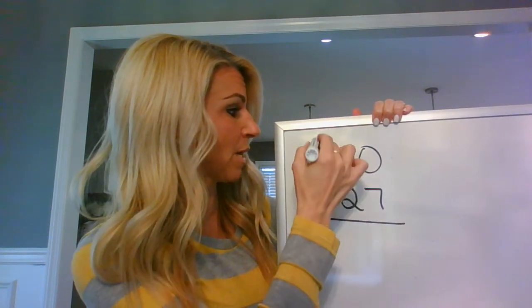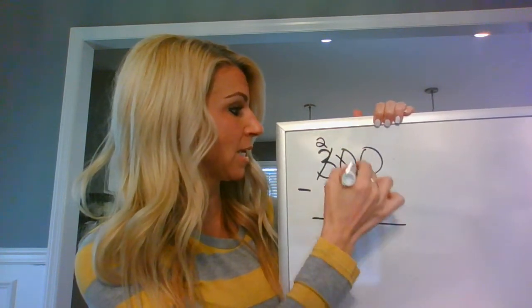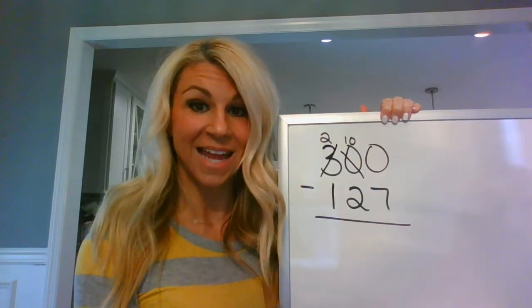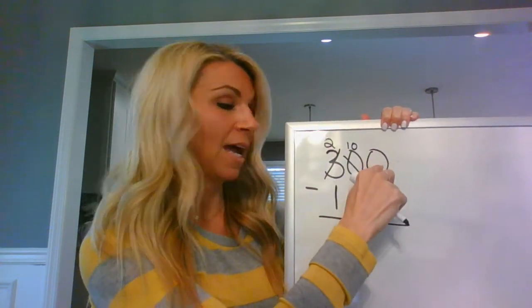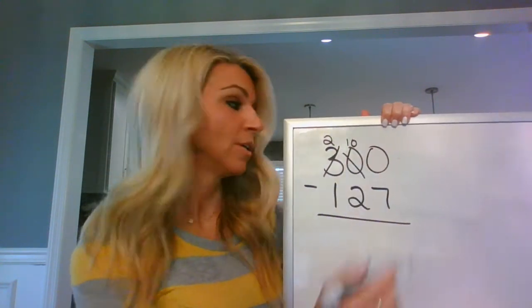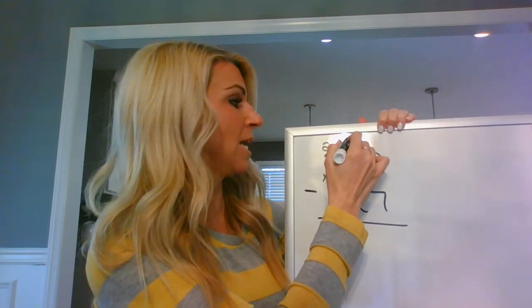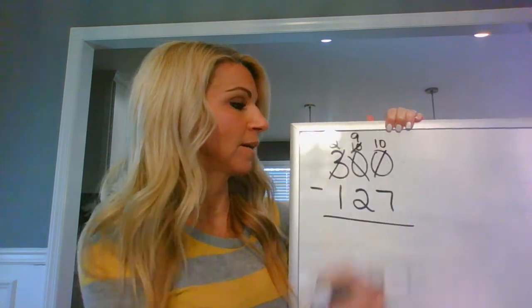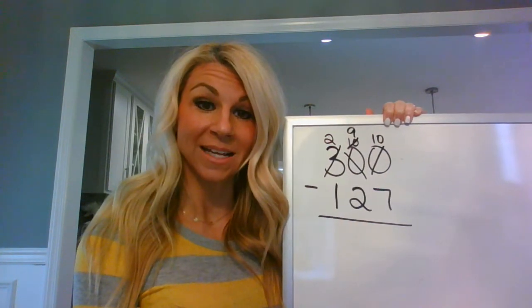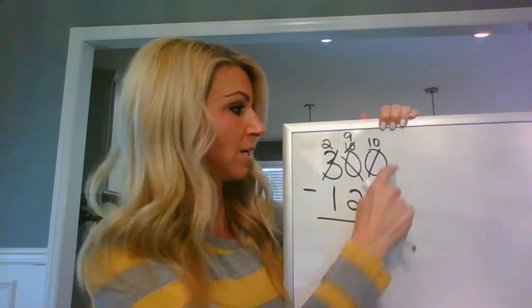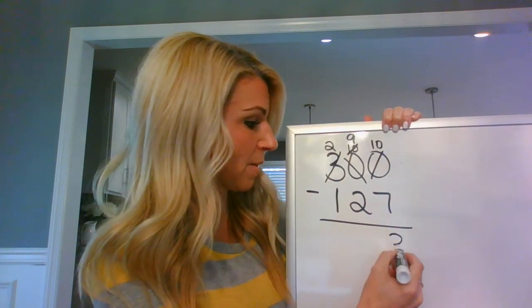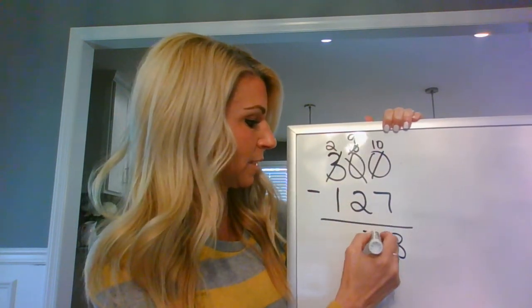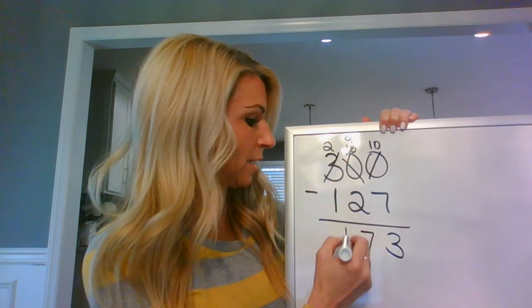So this 3 becomes a 2. Now he can give him a 10. Okay, now the 10 has something to give to his neighbor. So 10 becomes a 9, and this becomes a 10. Okay, so now everybody has what they need to subtract. So 10 minus 7 is 3, 9 minus 2 is 7, and 2 minus 1 is 1. And there we have our answer.